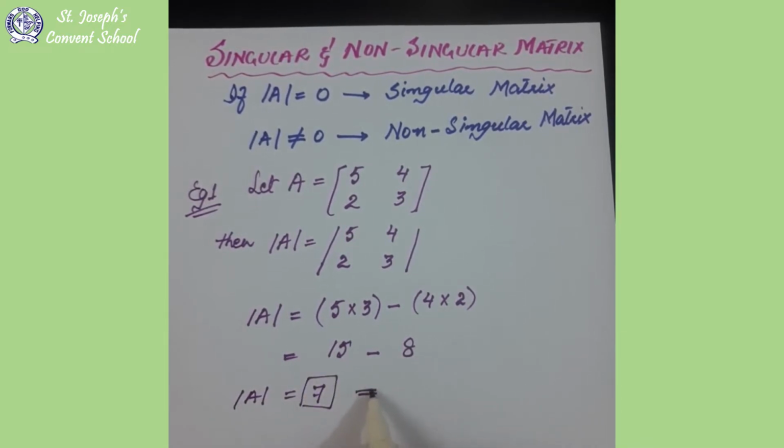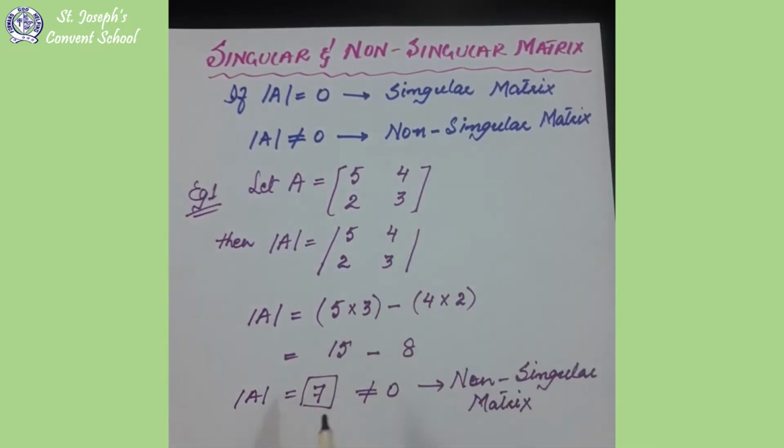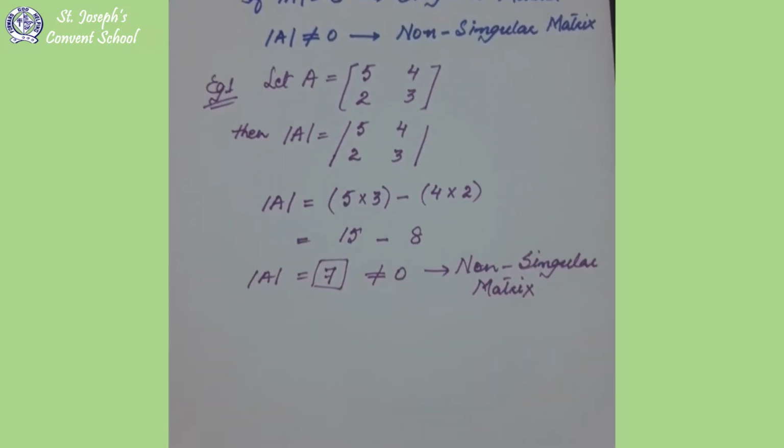Now this is not equal to 0, so it is known as a non-singular matrix. Why? Because the answer is not equal to 0. According to this case, if it is not equal to 0, it is non-singular. So determinant of A is 7, so it is not equal to 0. So this type is known as a non-singular matrix. Now the second type, if the answer is 0, let me give you the next example.